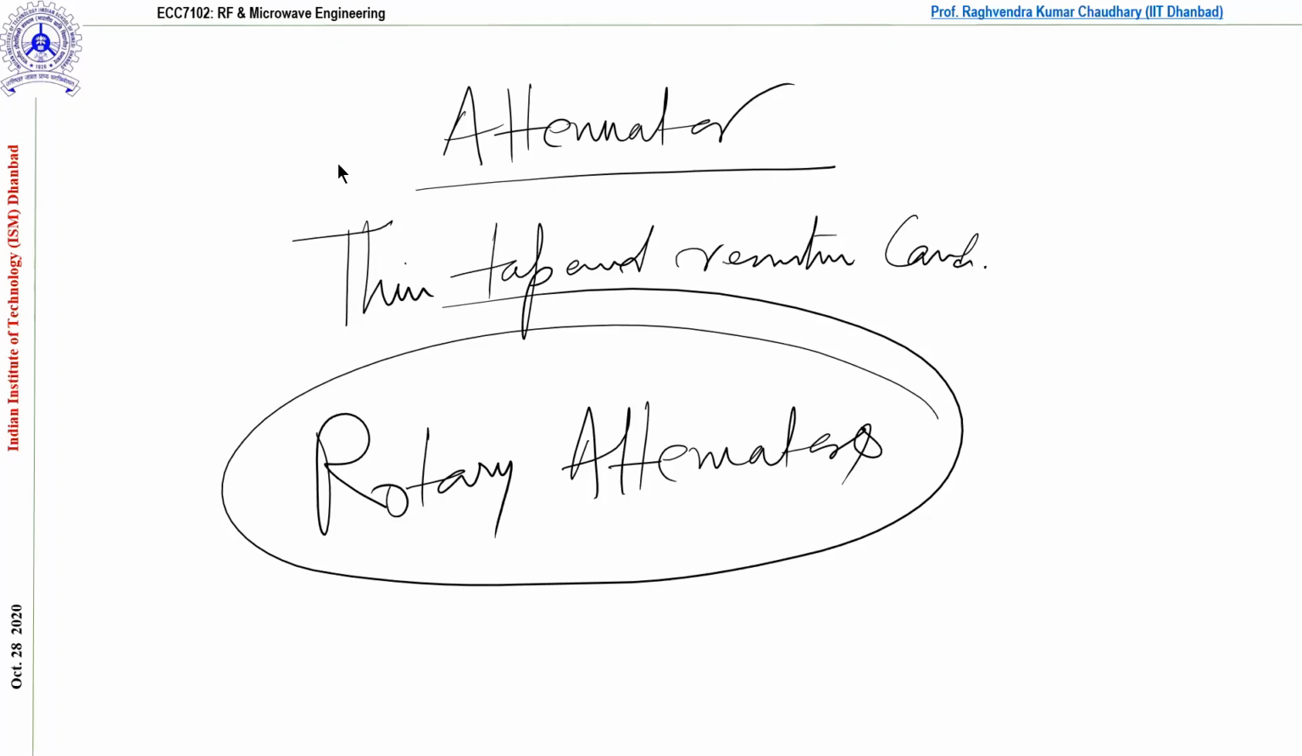I can see that students are very few, correct? So I'm expecting that the next class will have a good number of students. We'll be starting the rotary attenuator, its working, and the construction and other things we will be checking. If you have any questions regarding this, you may discuss with me. Okay.